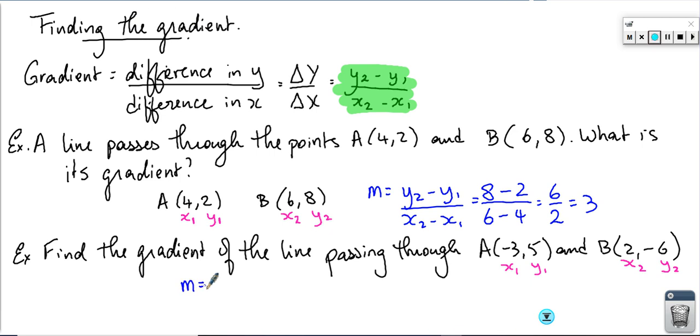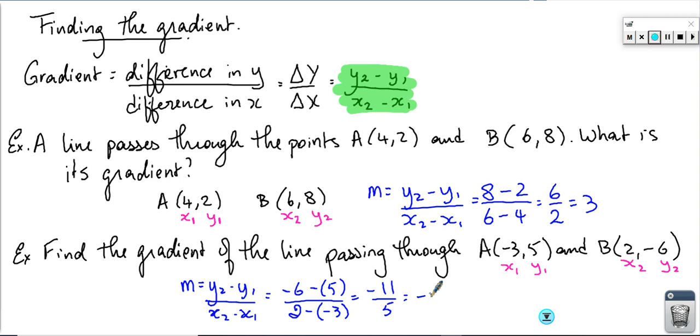So the gradient is y2 minus y1 on x2 minus x1. So y2 is minus 6, y1 is 5. So that's minus 6 minus 5 over x2, which is 2, minus x1, which was minus 3. So I have minus 11 on minus minus is plus. So 2 plus 3 is 5. So that's minus 2.2 or minus 2 and 1/5. Okay, in this case, this time it is a negative gradient.